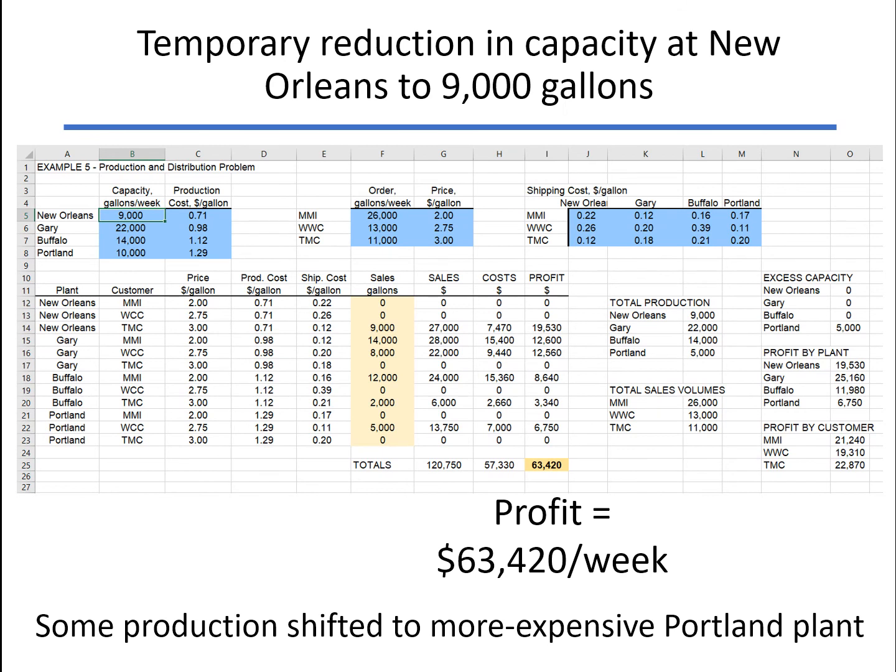So here's the first one. If we reduce the capacity in New Orleans down to 9,000, all I have to do is change that here and run Solver again, and you can see there's our profit. You can see now that Portland, which had 0 production before, now has to pick up some of that slack. Other than that, everything's running at full capacity.